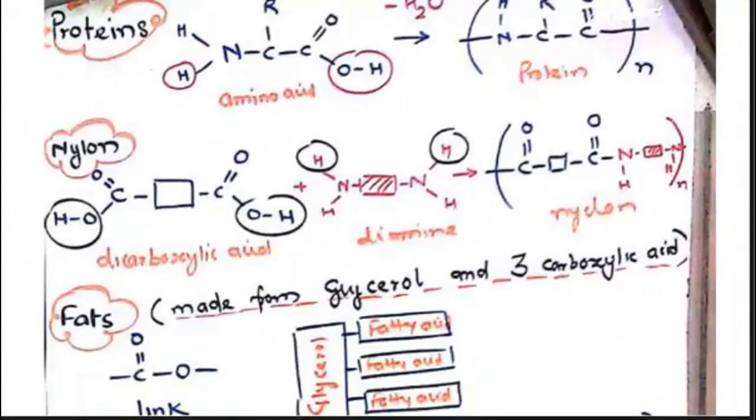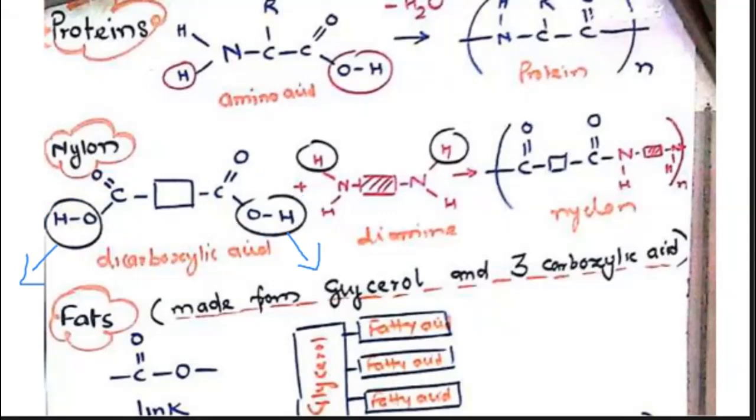Now, why is it a dicarboxylic acid? If I could remind you again, or if you could bring back to your remembrance, I have C double bond OOH on one side, and I have C double bond OOH on the opposite side, and the two of them come together, right? On one side, the OH here is removed, and here the OH here is removed.